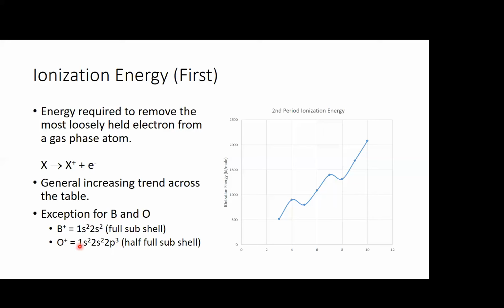So 1s2, 2s2, 2p3 is the electron configuration of the ionized oxygen. And so we see that because we're forming something more stable, a half-full shell, it's a little easier for us to do that. The trend remains increasing from left to right. However, there is this noted deviation that we can kind of explain using quantum mechanics.